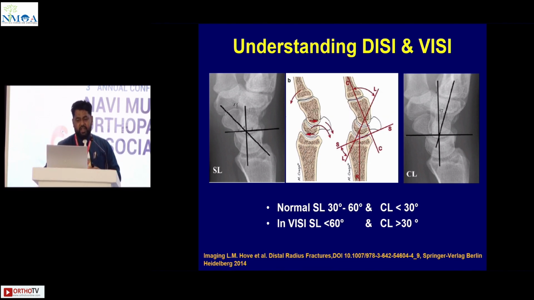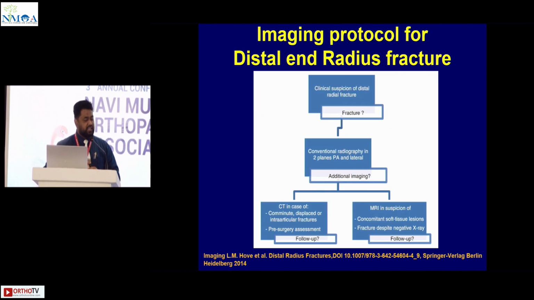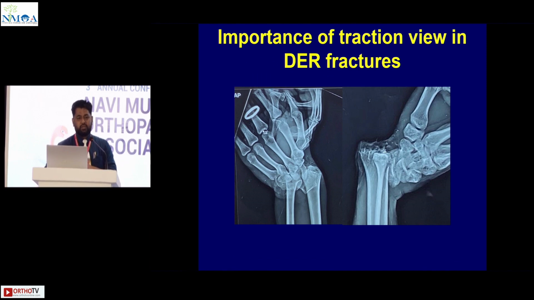Now again, radius fractures is another topic that will take another 10 minutes, but if there is a comminuted fracture only, then I'll ask for a CT scan, or if there is an associated soft tissue injury, I can ask for an MRI as well. In distal radius fracture, what I want to stress is to always try to have a stress view or a traction view before committing. This is the best possible thing you can achieve rather than having a CT scan, because once you reduce it with traction, many a times.